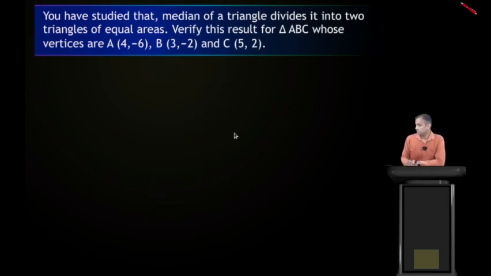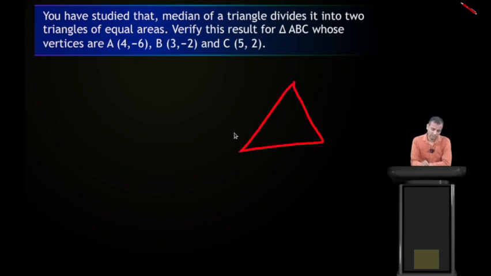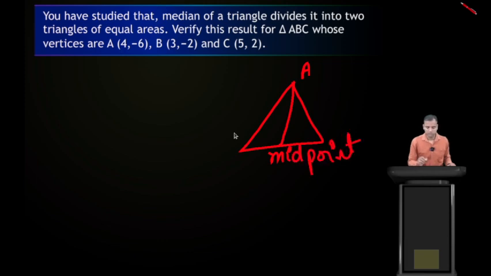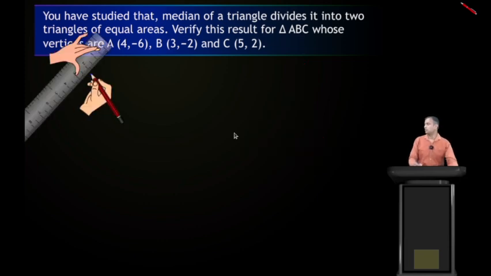Okay, so you have studied that median of a triangle divides it into two triangles of equal areas. Verify this result. So there is a theorem that if in a triangle there is a median. So what is median? Yes, very good. Median is a line which joins a vertex of triangle to the midpoint of the base. So this is the midpoint. So this is called a median. So you have to verify this theorem.